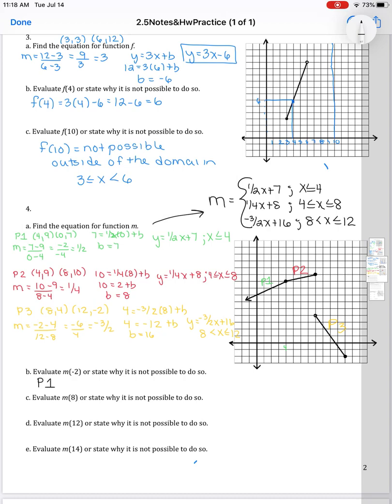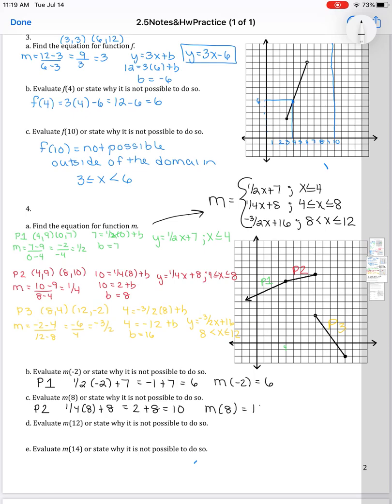And now what we're going to do is we're just going to practice evaluating just like we did for B and C above in number 3. So evaluate m of negative 2. So for m of negative 2, we're looking at piece number 1. So you, again, interpret the graph or sub in the value to that piece and that piece only. So negative 1 plus 7 equals 6. So m of negative 2 is 6.